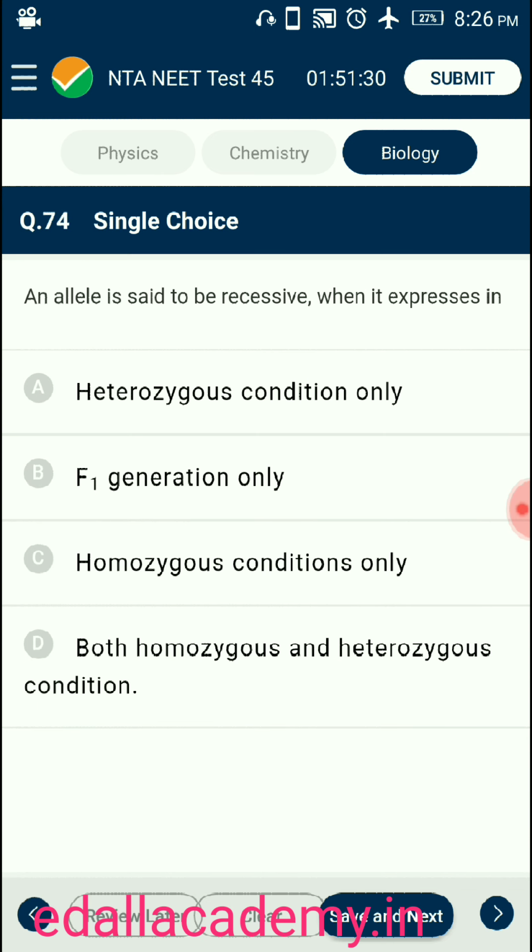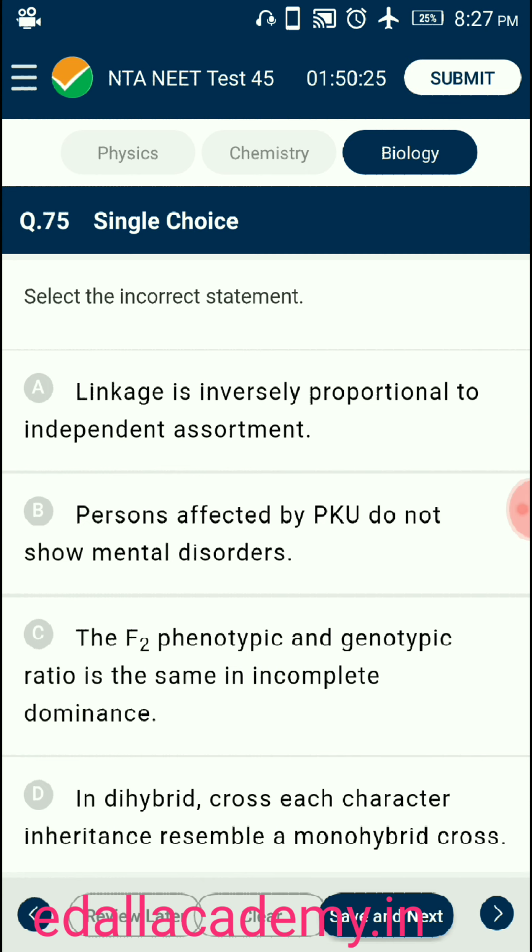Question number 74. An allele is said to be recessive if it can express itself only in homozygous condition, when two recessive alleles are present in a dissimilar pair of factors. One member of the pair dominates and it is called dominant, and the other is recessive. The answer for this question is option C. Homozygous conditions only. That is the statement.